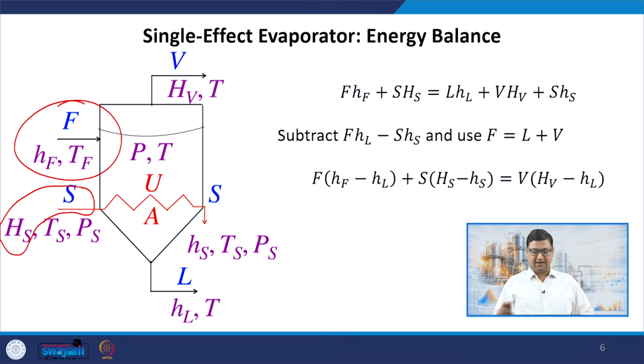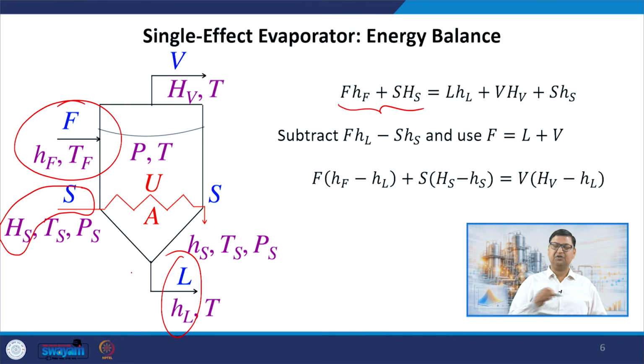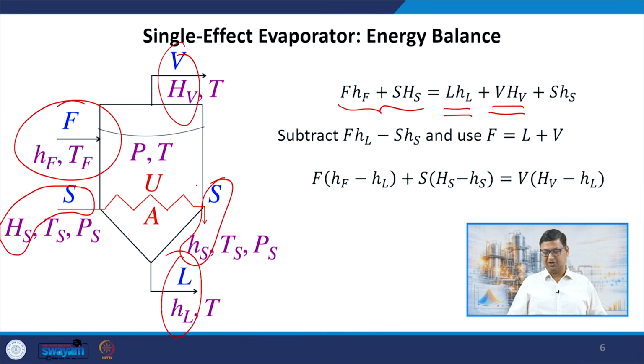So, this is my input, and the output we have three streams: a liquid stream that carries enthalpy per unit mass of HL that comes here, a vapor stream that carries the enthalpy per unit mass of HV that comes here, and finally a steam condensate that carries an enthalpy per unit mass of HS, right.